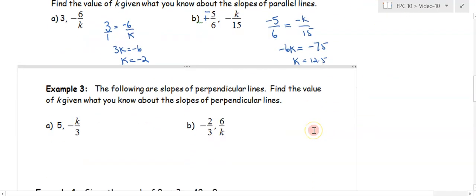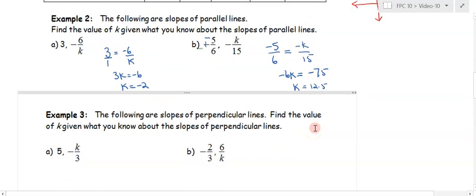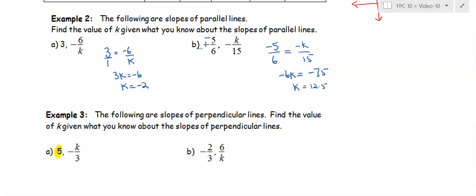What happens if these two slopes are perpendicular to each other? They are no longer equal to each other. In fact, one slope is the opposite reciprocal of the other slope. So what I do is I create an equation by taking the opposite reciprocal. So I take one of the slopes, and I make it its opposite reciprocal. I took the opposite reciprocal of that.